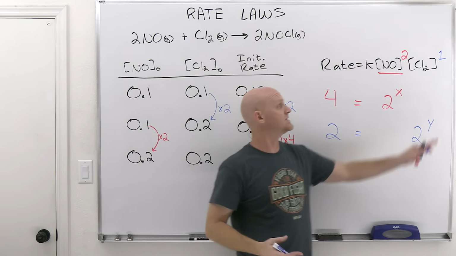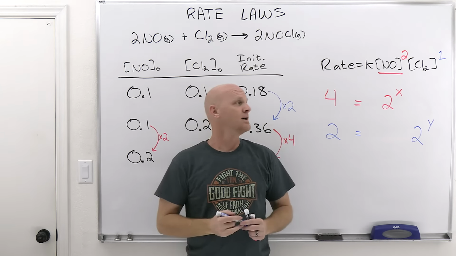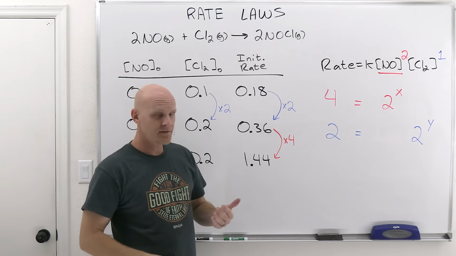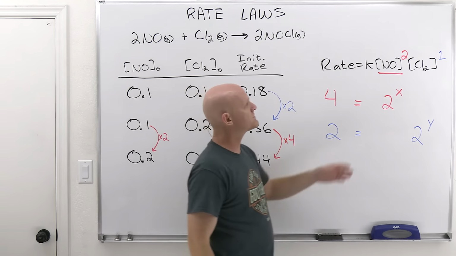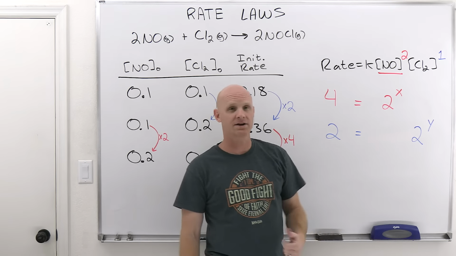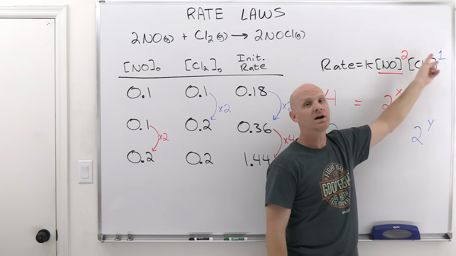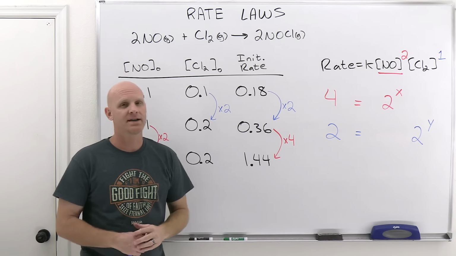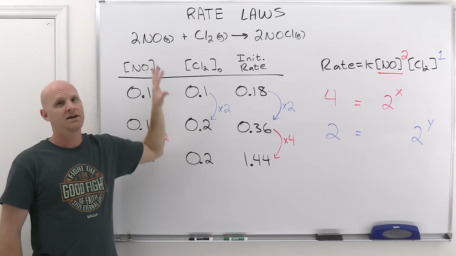Or technically, we wouldn't even have to write it in, essentially. Again, if there's no order written, it's implied that it's a 1. So in this case, we've now figured out that the order with respect to NO is second order. We figured out the order with respect to Cl2 is first order. And if I said, what's the overall reaction order? It would be a grand total of 3.